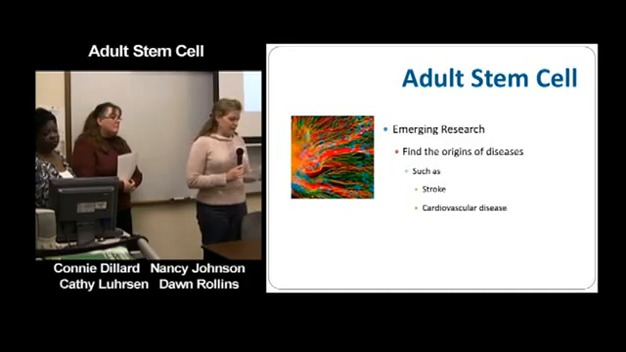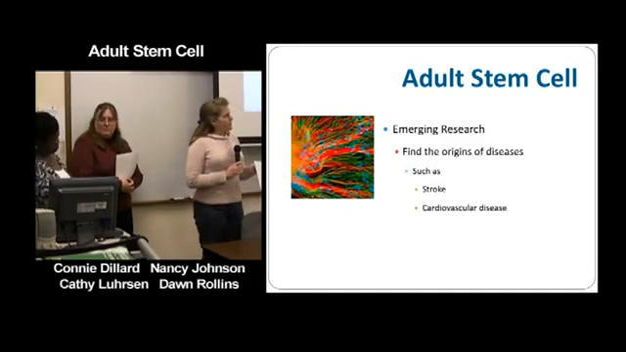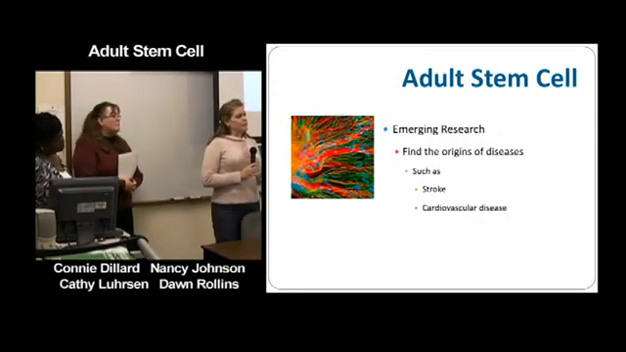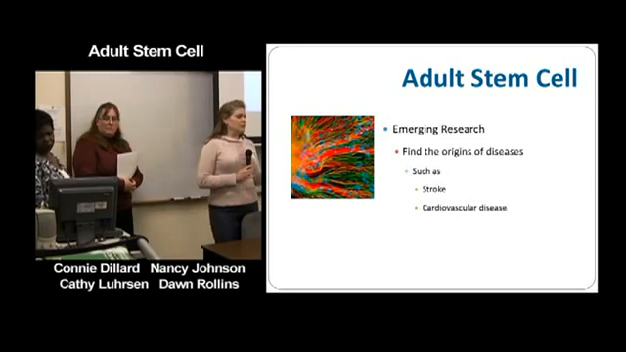And then the last thing they're doing is studying patients that have certain diseases and comparing them with the adult stem cells of healthy patients to determine where the alterations are happening in the genes. So they're looking for ways to possibly prevent certain diseases in the future as opposed to just treating them.